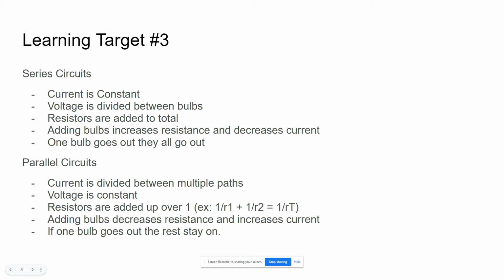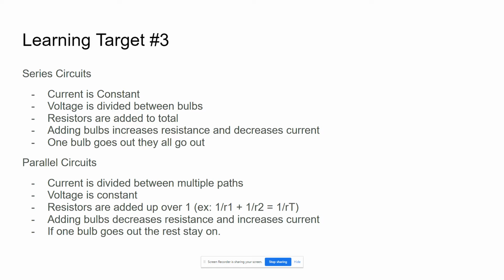So in series circuits, current is constant and voltage is divided between bulbs, and resistors are added to get the total resistance. So adding bulbs increases resistance and decreases current. And the reason why resistors are added up just normally is because adding the bulbs will add more resistance. So the resistors would be additive.